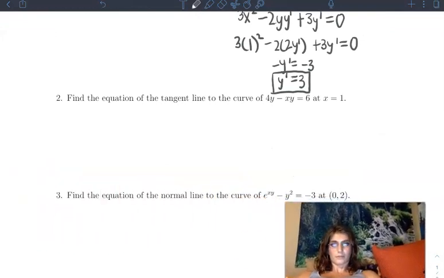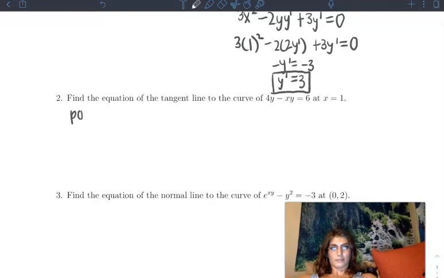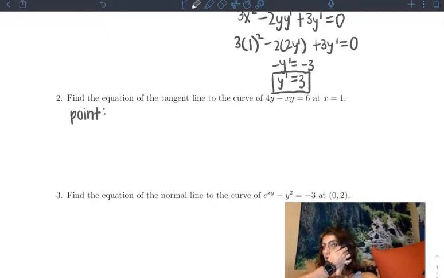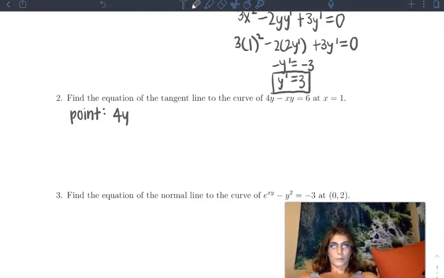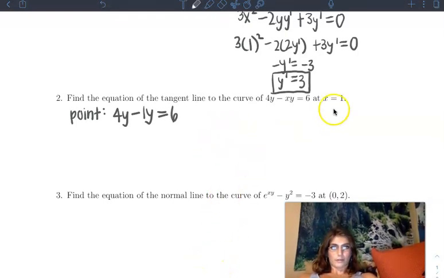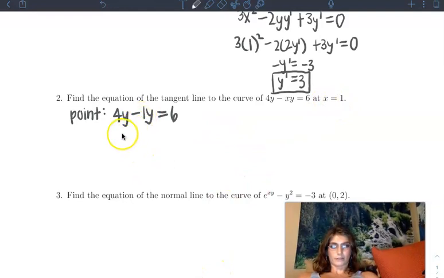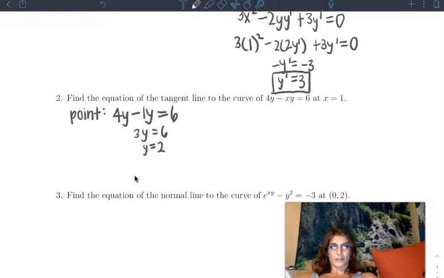So for problem 2, you're asked to find the equation of the tangent line to the curve there at x equals 1. So you're given the equation. You have to find the point for y and the slope in order to be able to find the equation of the tangent line, because that's what you're asked to do. So here you're plugging in 1 for x, then you're going to solve for your y. And your y ends up being 2. So then you have point 1 comma 2.